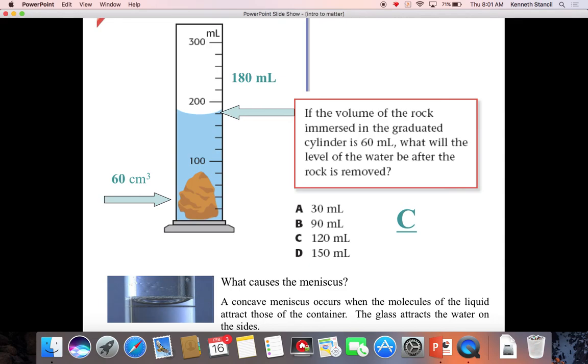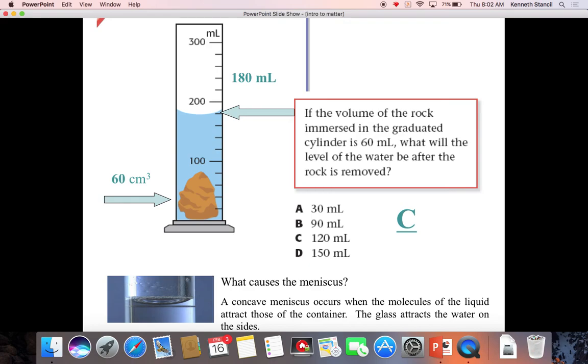Now, why does the water not stay level flat? Does water run uphill? No. Gravity's pulling it down, so why is it moving up? The glass attracts the water on the side. Where'd you learn that? Oh, you read my bottom line.